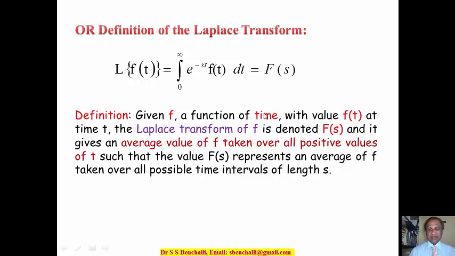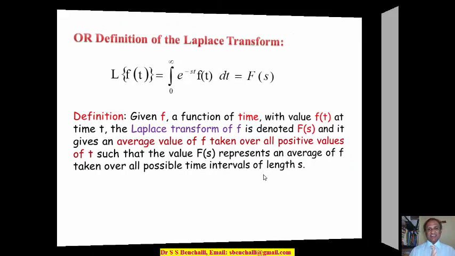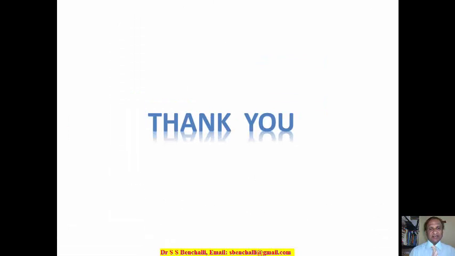Right? In terms of words, I can define the same function in this form. Given f, a function of time with value f of t at time t, the Laplace transform of f is denoted by F of s, and it gives an average value of f taken over all positive values of t, such that the value of F of s represents an average value of f taken over all possible time intervals of length s. So like that we can define.